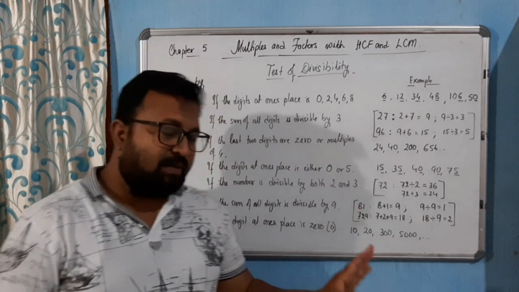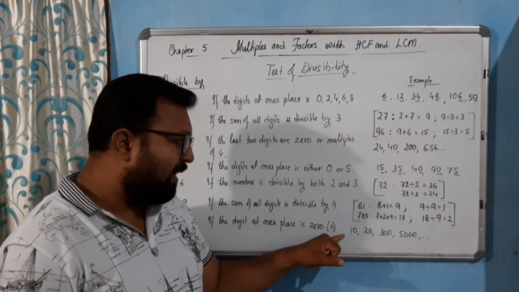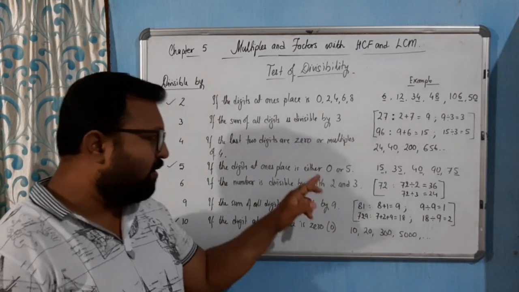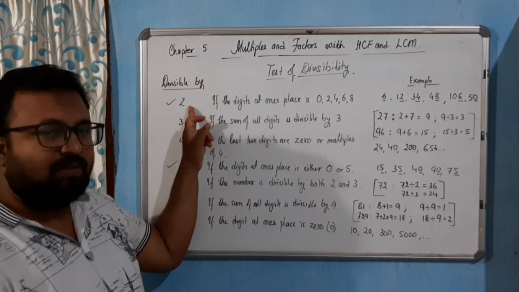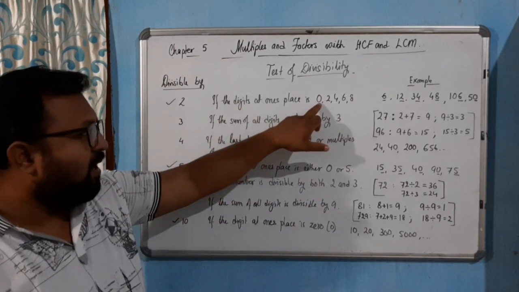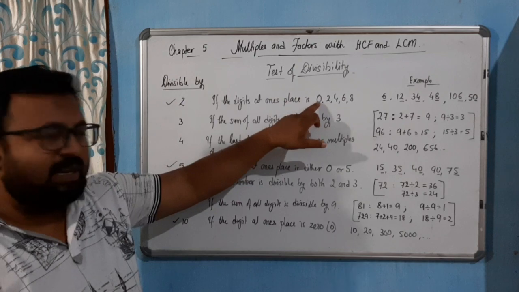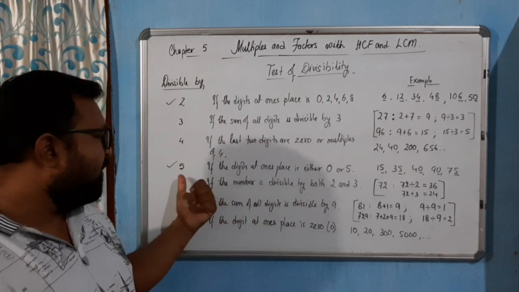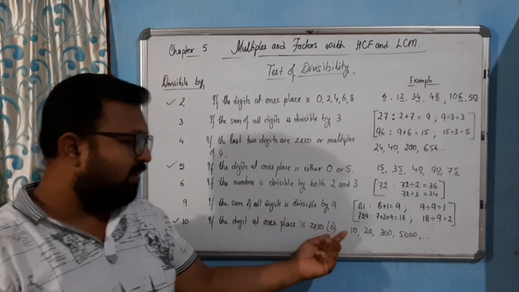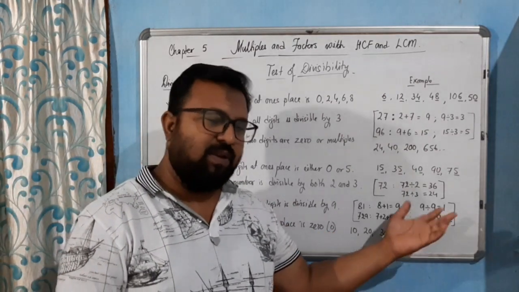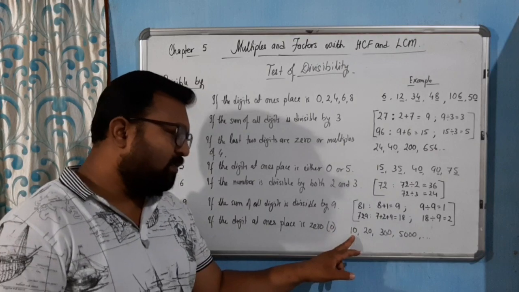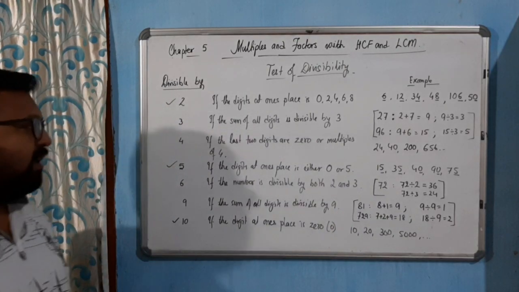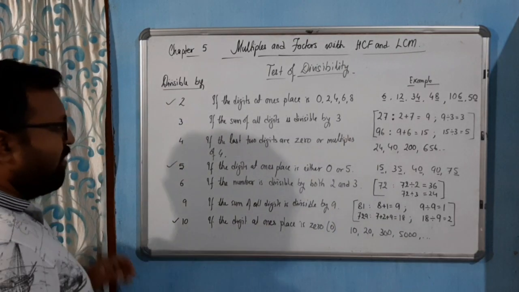So if the number is divisible by 10, then that number will definitely be divisible by 5 and divisible by 2, because here also they are telling the ones digit should be 0, then it is divisible by 2. Ones digit should be 0, then it is divisible by 5. And in 10, you require a single 0 or double 0, whatever, but you require 0 in the ones place to be divisible by 10. Okay. So for 2, 5, 10, it's clear now.